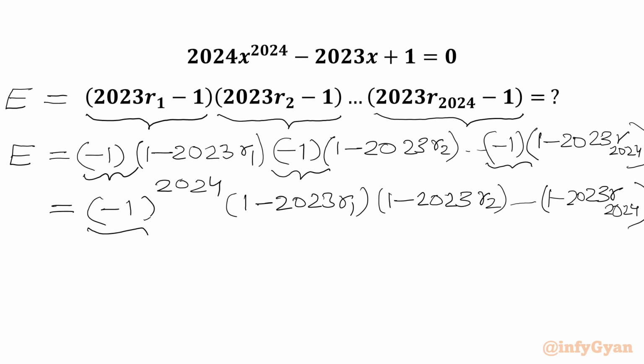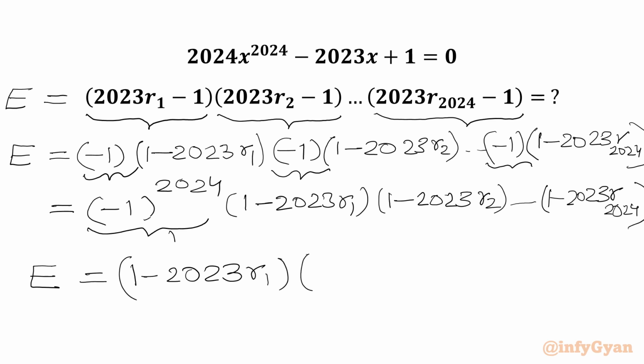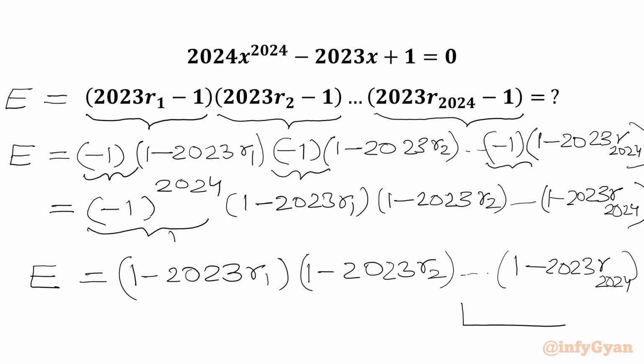Now -1 with even power is always 1. So we can write E will be equal to 1 minus 2023 R1 times 1 minus 2023 R2 up to 1 minus 2023 R 2024. Let's say this is our equation number 1.